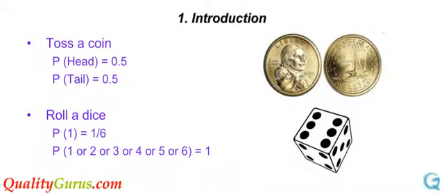If you toss a coin, the probability of getting a head or a tail is 0.5, since there are only 2 possibilities, and both possibilities have equal chance. Similarly, when you roll a dice, the probability of getting a specific number is 1 divided by 6.